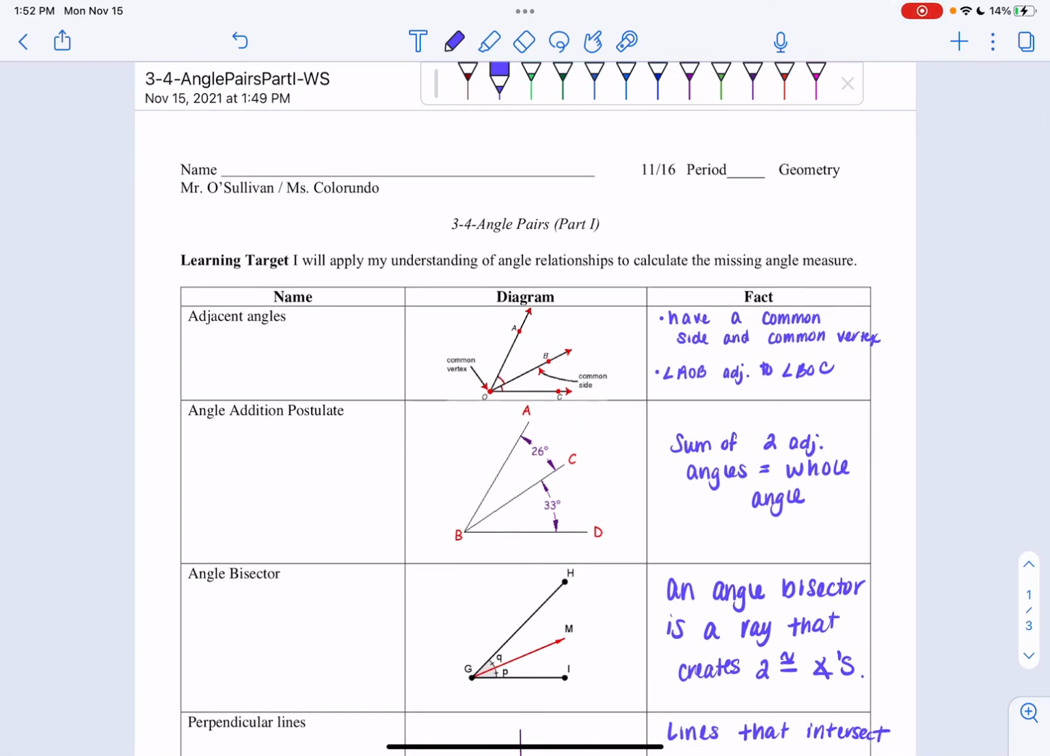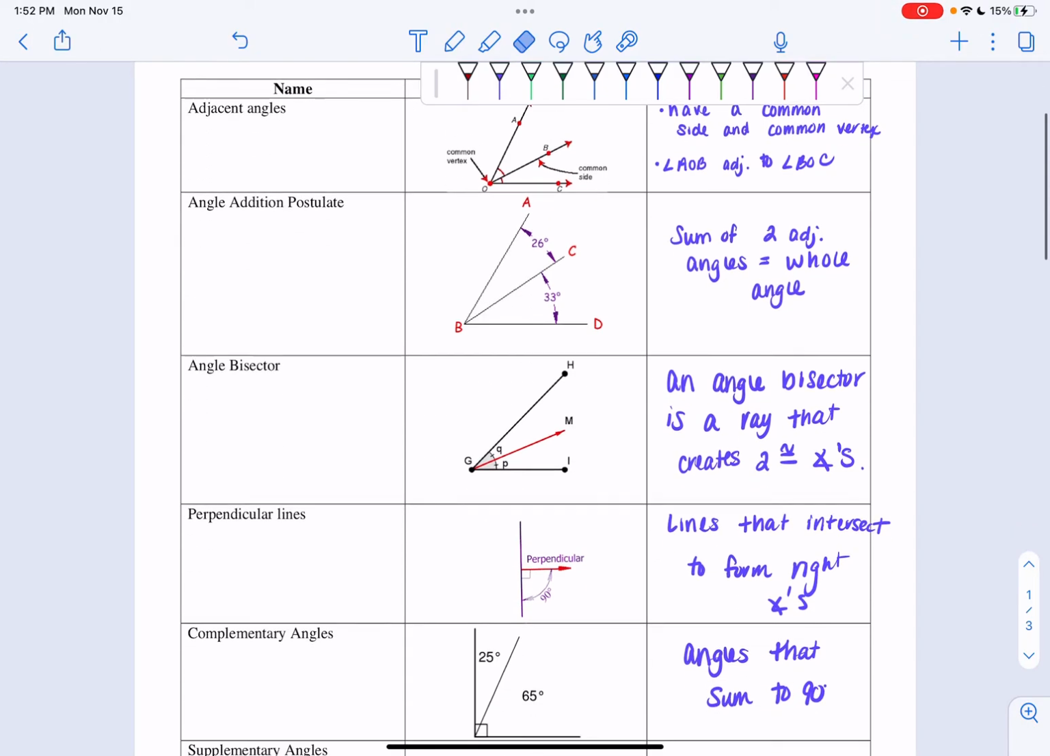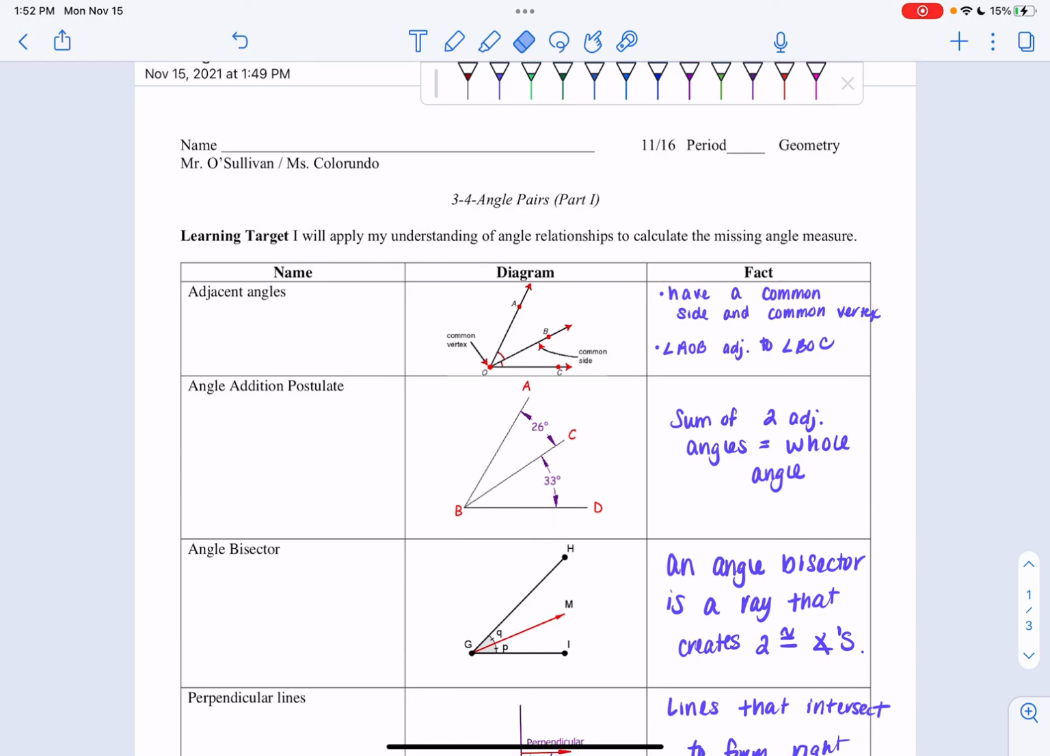Today we're looking at lesson 3-4, angle pairs part 1. Today's learning target is I will apply my understanding of angle relationships to calculate the missing angle measure. So this is very vocab heavy, so we need to make sure that we know the name, the diagram, and the fact. So the first term we're going to look at is adjacent angles.